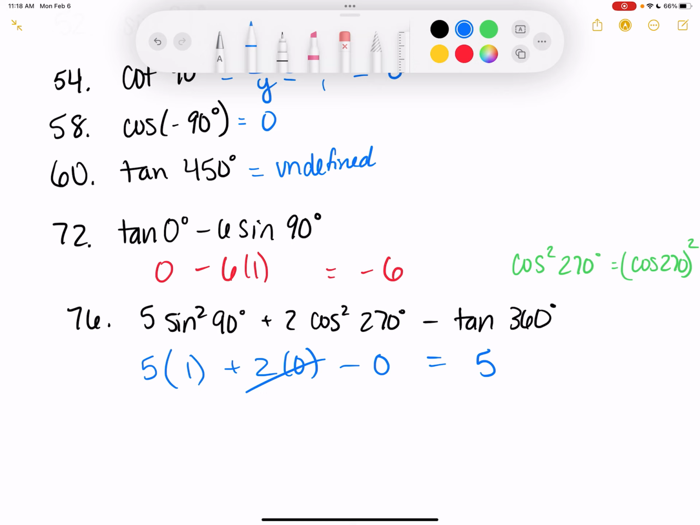These are more fun when they're not 0, 1, and negative 1. I like them. All right, use identities. Oh, wait. Not what I want to do.